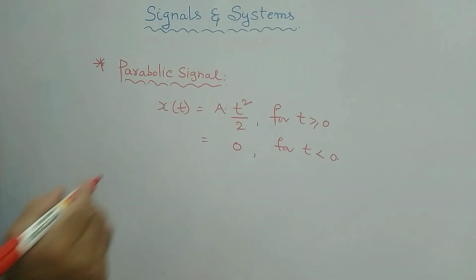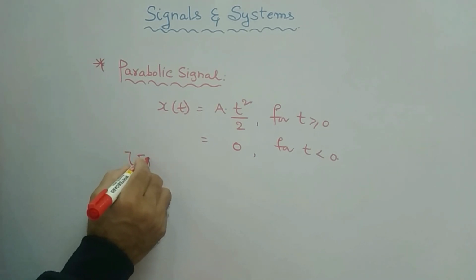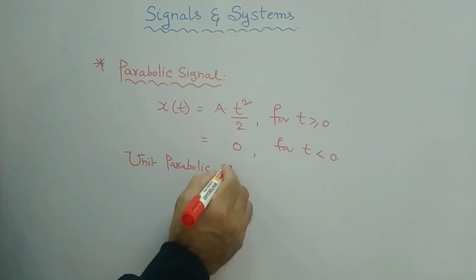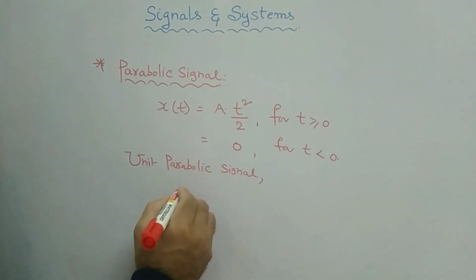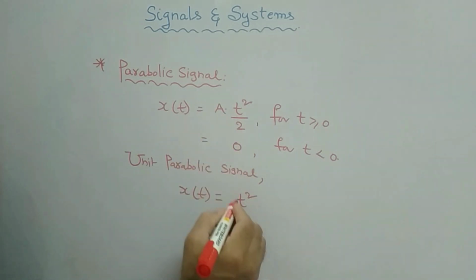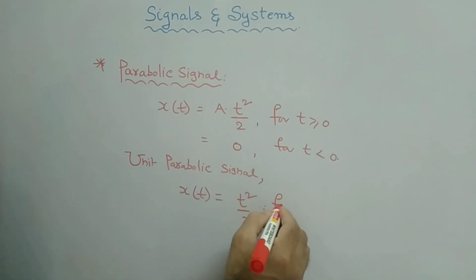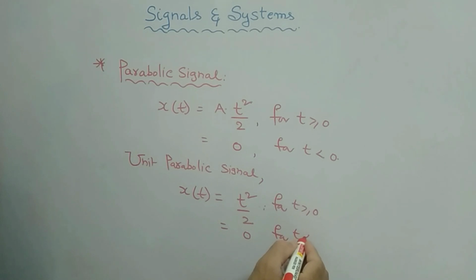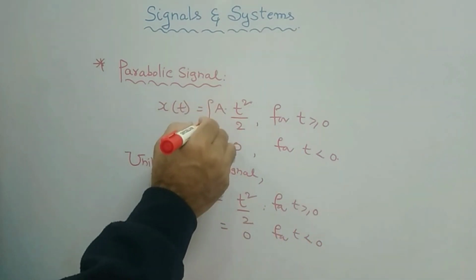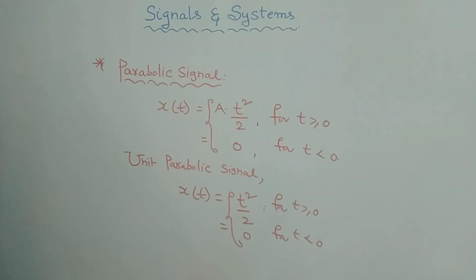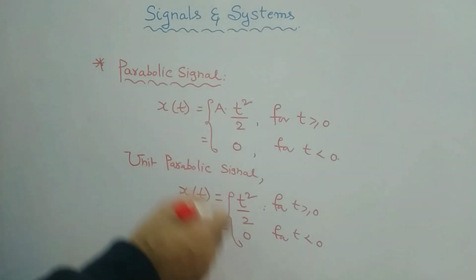This is parabolic. What is unit parabolic? A unit parabolic signal is nothing but, wherever a is there, you simply substitute the value 1. If you substitute a as 1, then it is t square by 2, and the limitations are the same: for t greater than or equal to 0, and it is 0 for t less than 0. This is the definition. We must remember the definitions. Very, very important, because these are the basic information that is normally required to know and to remember. Clear?